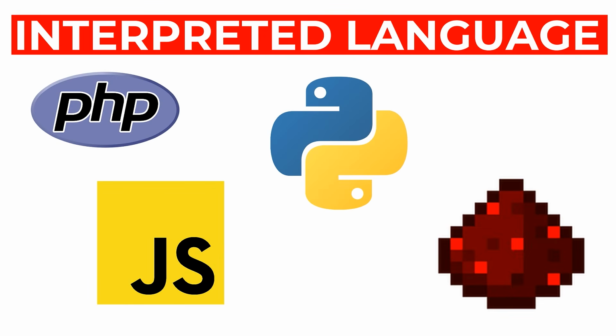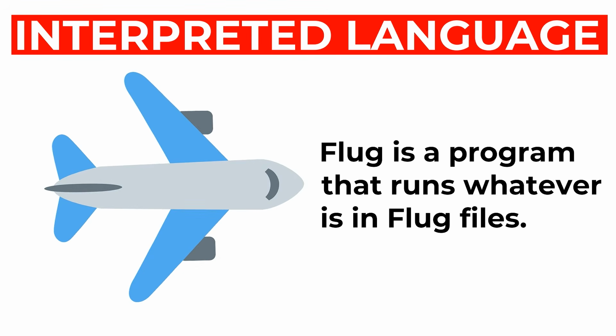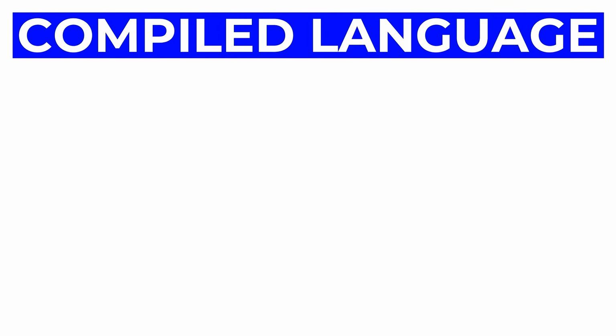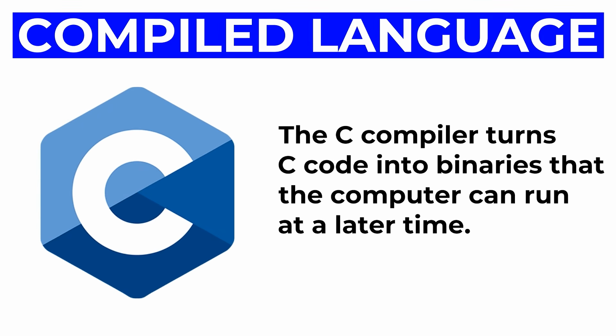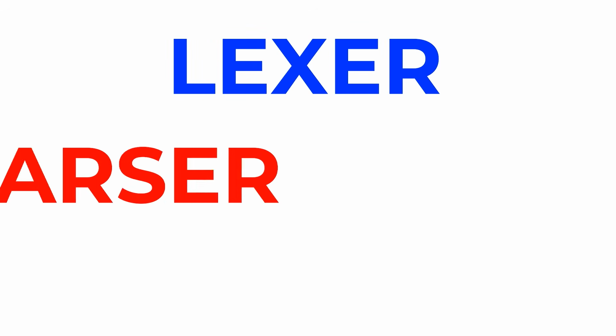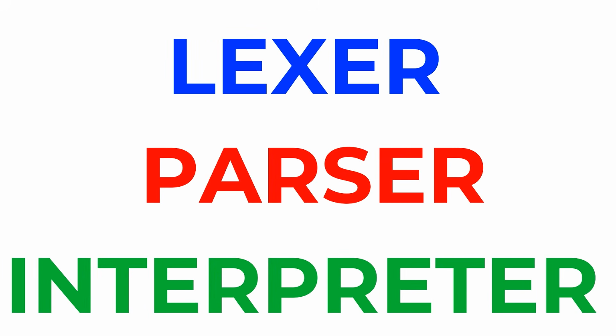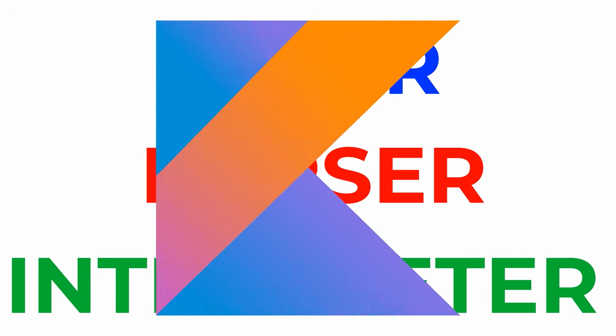Flug is an interpreted programming language, meaning that Flug itself is a program that you feed code files into, and that program reads the code and does whatever the code tells it to. This is different from a compiled language, where you feed code into a program, and that program spits out a new file that can be run on its own or with some type of runtime. Like most interpreted programming languages that aren't esoteric ones, Flug is made up of 3 components: the lexer, the parser, and the interpreter. And in Flug's case, these are all written in Kotlin.